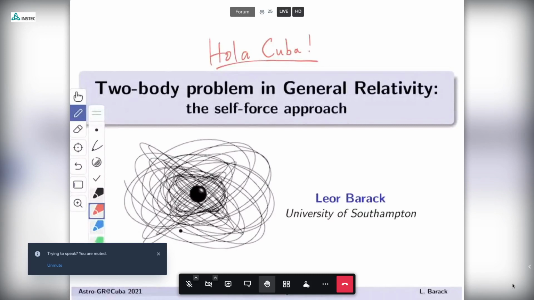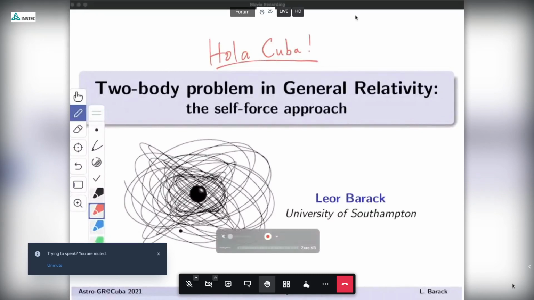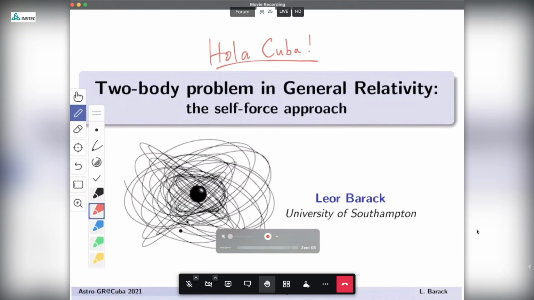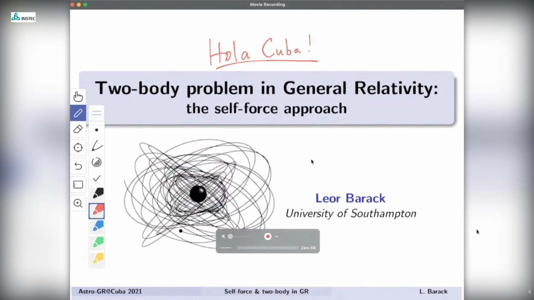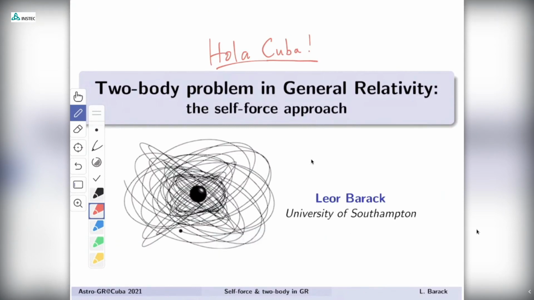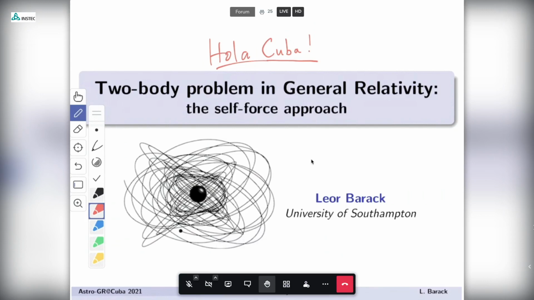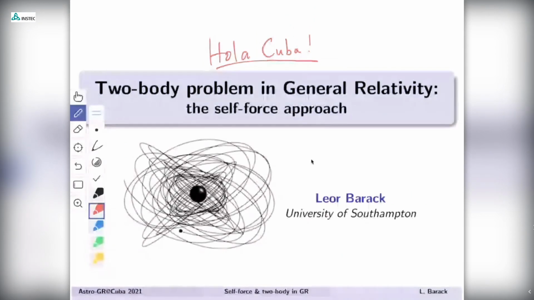The story I will tell you about is about this picture that we're looking at, and I hope we are looking at. The title is The Two-Body Problem, General Relativity, the Self-Force Approach. It's a bit of a mouthful. You could replace the title with How Things Move Around Black Holes. So this is what I'm going to tell you about.